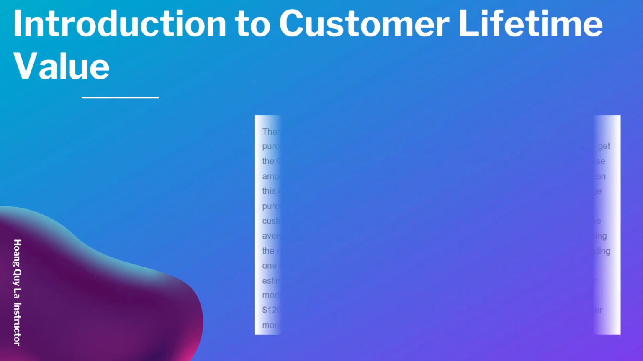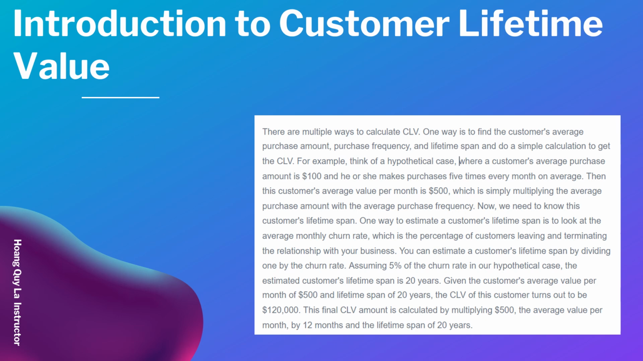There are multiple ways to calculate CLV. One way is to find the customer's average purchase amount, purchase frequency, and the lifetime spend, and do a simple calculation to get the CLV. For example, think of a hypothetical case where a customer's average purchase amount is $100 and he or she makes a purchase 5 times every month on average. Then this customer's average value per month is $500, which is simply multiplying the average purchase amount with the average purchase frequency. Now we need to know this customer's lifetime spend.